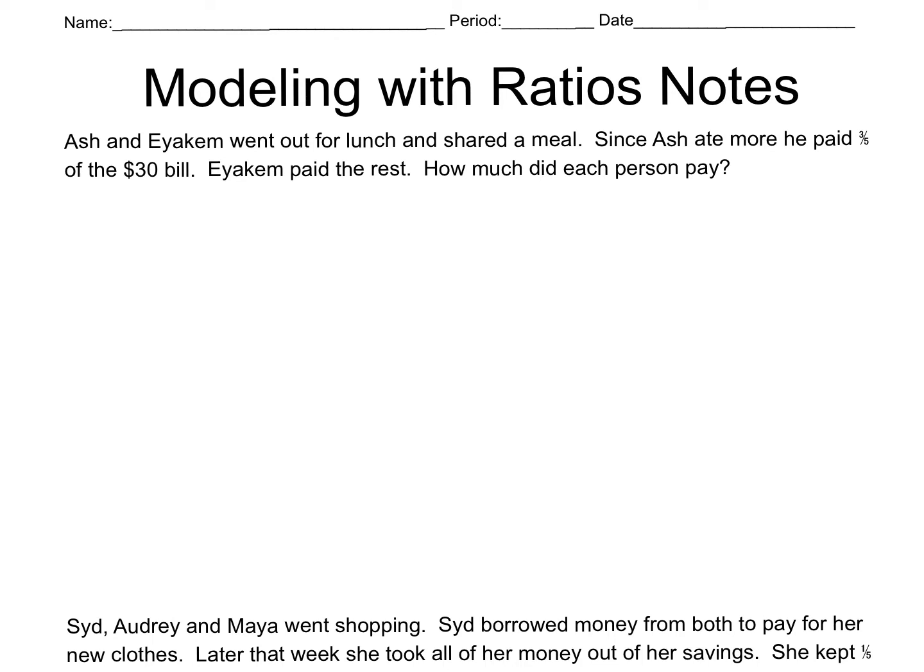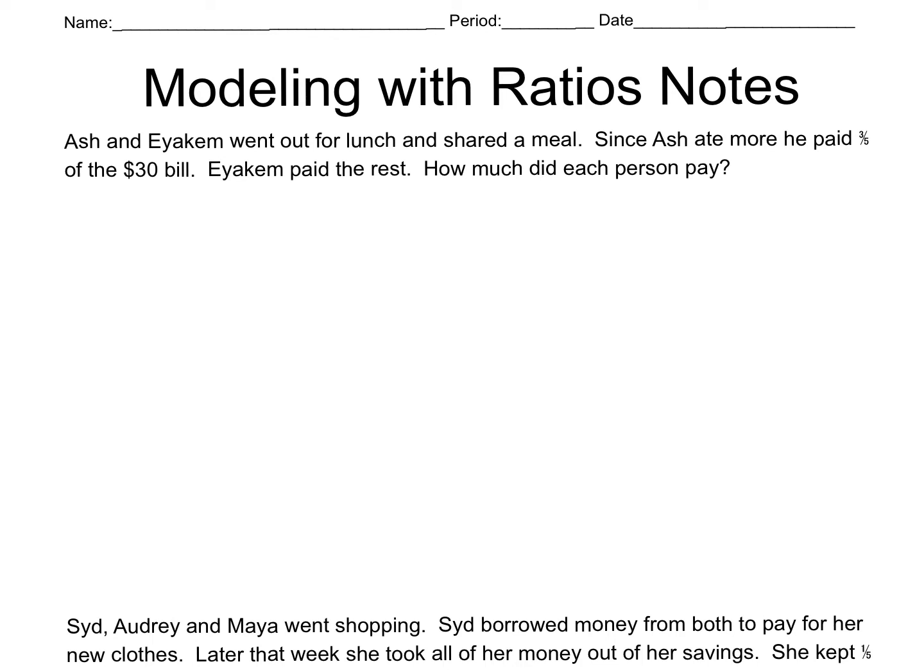To start, we're looking at the problem. Ash and Yakum went out for lunch and shared a meal. Since Ash ate more, he paid 3/5 of the $30 bill, and Yakum paid the rest. We want to know how much each person paid. To start, I want to look at the key information here.